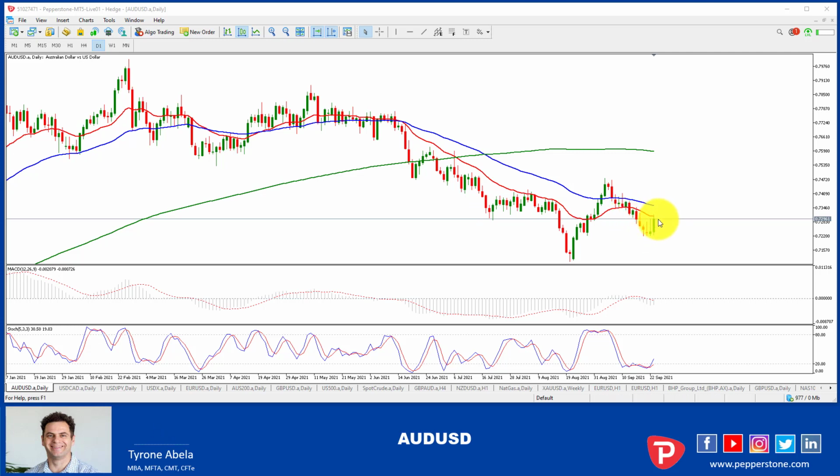Look, it's one of those ones where if you didn't get the initial move, you might have struggled to get into this, because it didn't pull back to the 20 moving average. This is the first 20 moving average pullback. It's got a bit of work to do here to go up, though, for mine. I still think it's probably looking a little bit short.